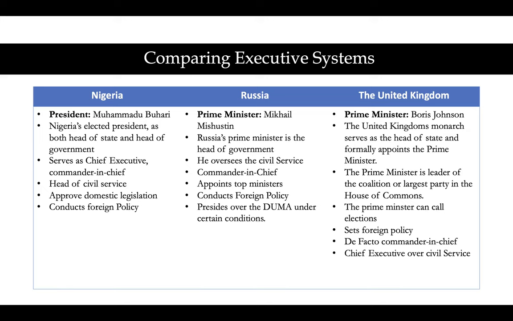You need to know he is the commander in chief, of course. And you need to know that in Nigeria, the president also has to approve domestic legislation. There are only two presidents that have to approve domestic legislation. And who are they, Ethan?